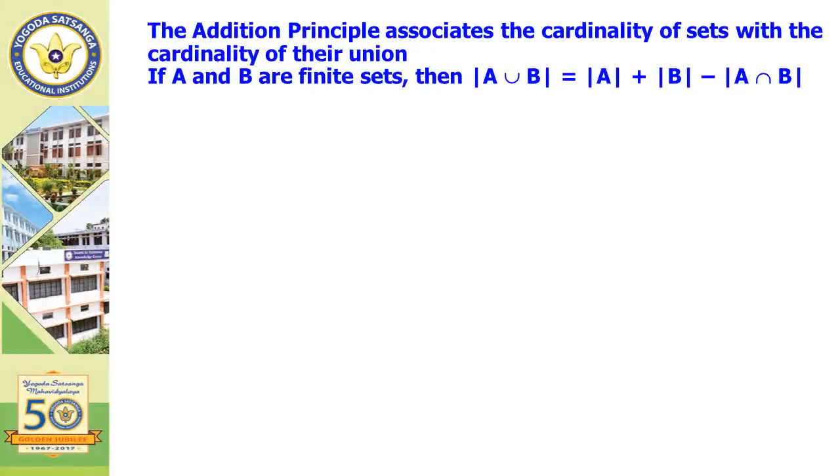What is the addition principle associated with the cardinality of sets? The formula is: if A and B are two finite sets, then the cardinality of A union B is equal to the cardinality of A plus the cardinality of B minus the cardinality of A intersection B.